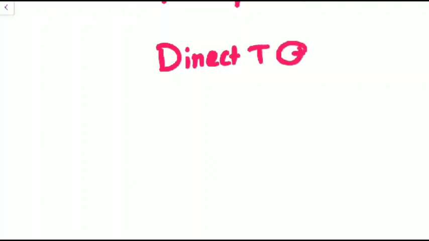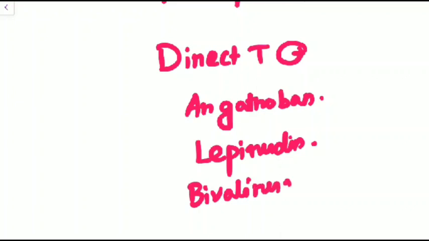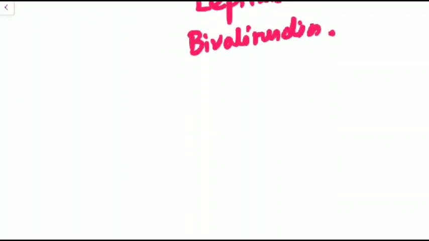And the last thing is direct thrombin inhibitor. Examples are argatroban, lepirudin, and bivalirudin.